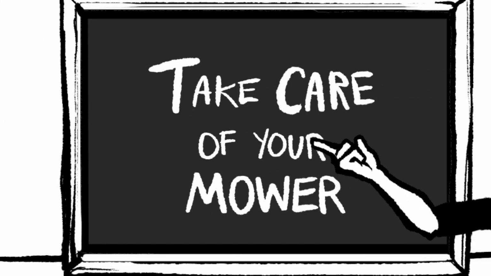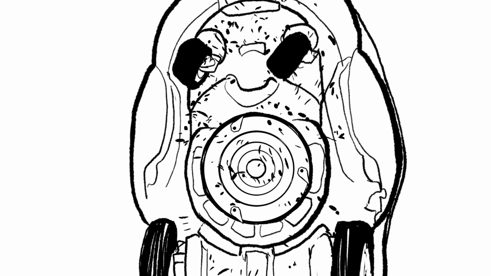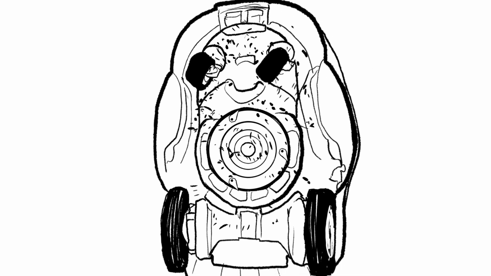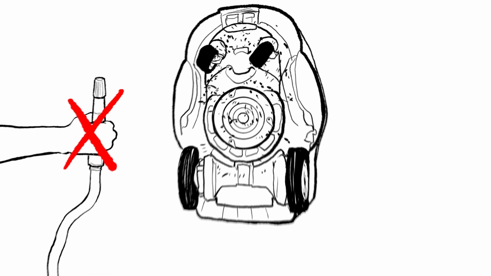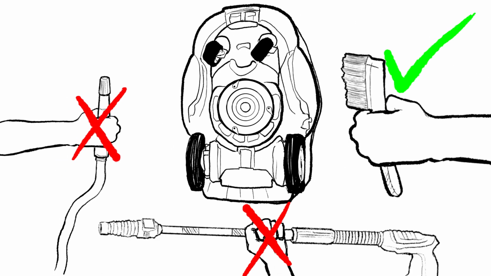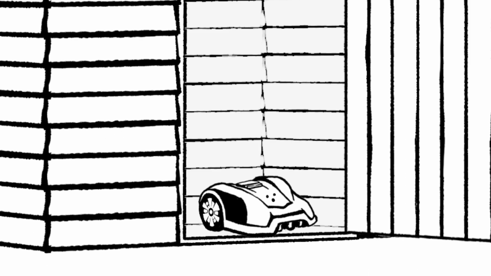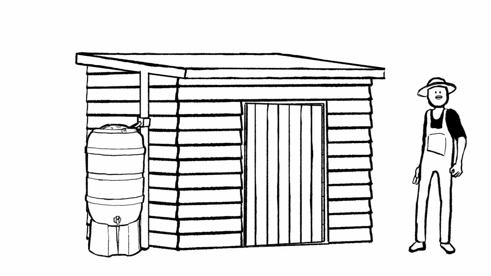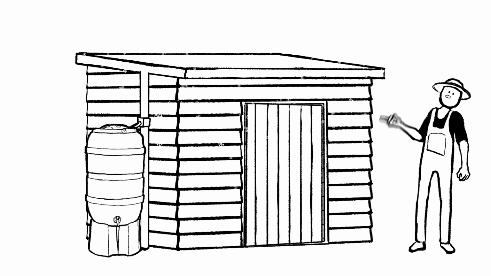Finally, don't forget to take care of your robotic mower. Make sure you frequently free the mower from grass clippings. Avoid washing the mower with a hose or high-power pressure washer. Instead, use a brush. It's also recommended to replace the blades at least once per season and to store the mower and its docking station inside during the winter.